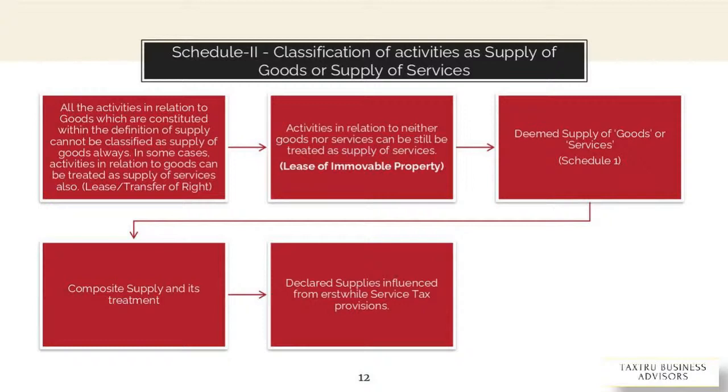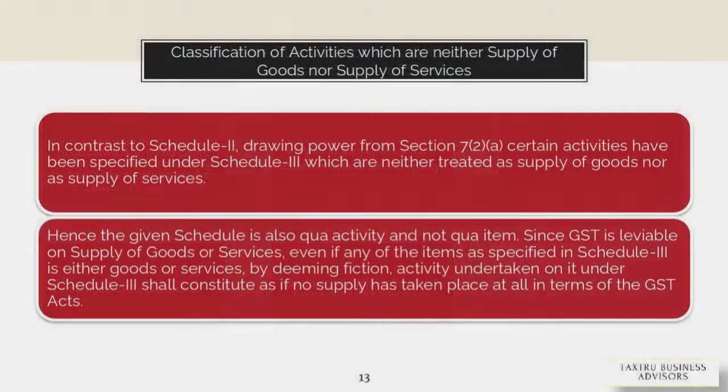Then let's talk about declared supplies influenced from erstwhile service tax provisions. Now, you can take the influence of what was, I would say, a mechanism to identify the services in the pre-GST regime, in the service tax regime. There was a particular section in which they mentioned all these services, that these are the declared services. So you can take the reference of those provisions as well to identify whether an activity is a supply of service or supply of goods.